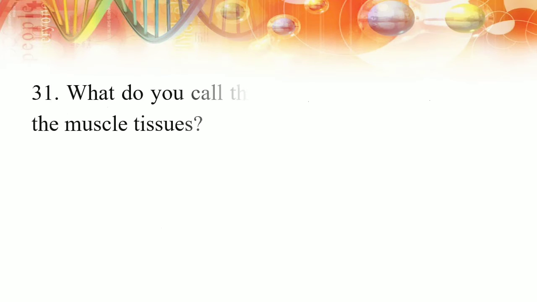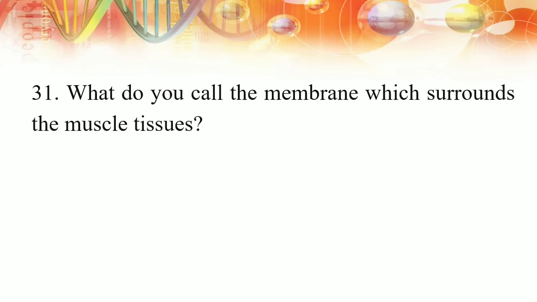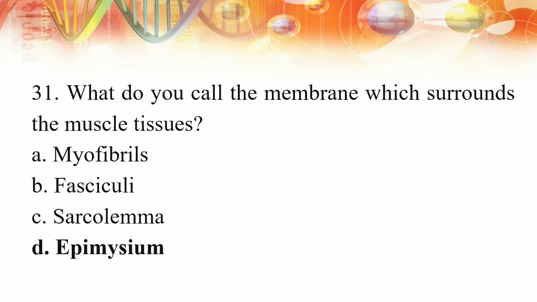Number 31. What do you call the membrane which surrounds the muscle tissues? A. Myofibrils. B. Fasciculi. C. Sarcolemma. D. Epimysium. Myofibrils is a basic rod-like organelle of a muscle cell. Fasciculi or fascicle is a bundle of muscle fibers. Sarcolemma is the cell membrane of a muscle cell. Epimysium is the tissue sheet surrounding each muscle. Thus, the answer is letter D, epimysium.